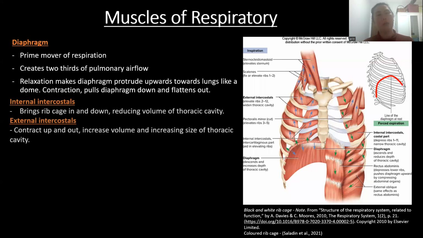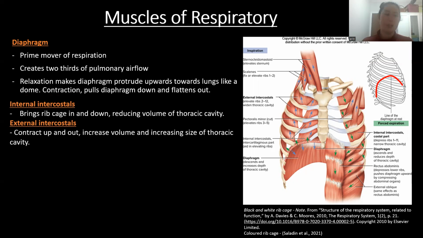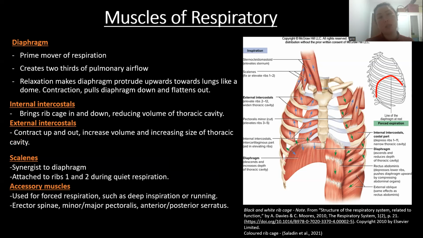Then there are the internal intercostals. During exhalation, the muscles contract, bringing the rib cage in and down, reducing the volume of the thoracic cavity. Then there are the external intercostals, which on inhalation contract, and the ribs expand up and out, increasing the volume and size of the thoracic cavity. And then the scalenes, which are the synergist of the diaphragm, and then there are accessory muscles, which are used for forced respiration.